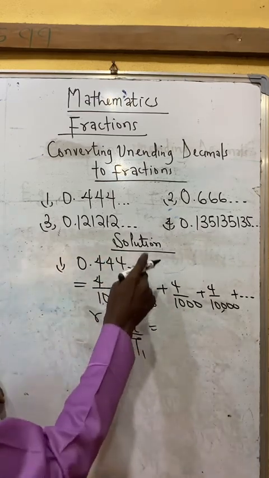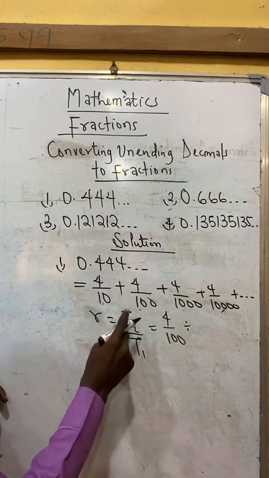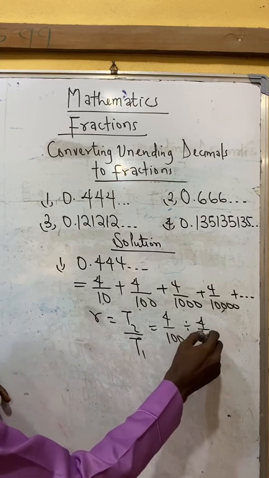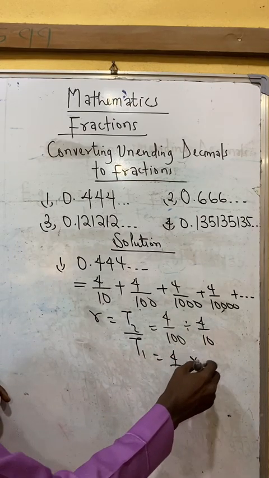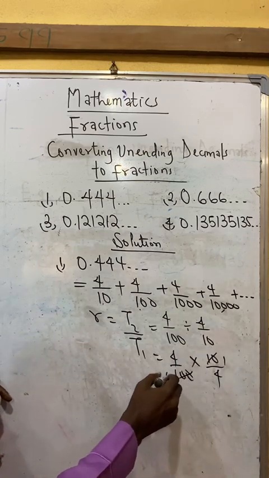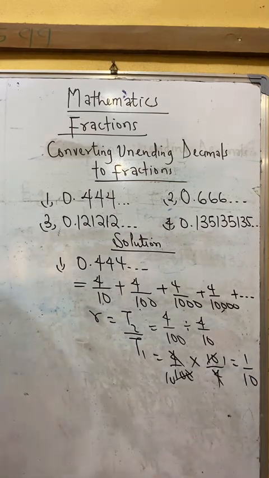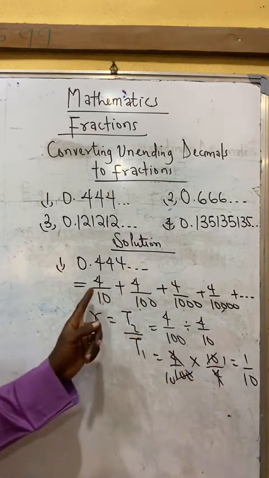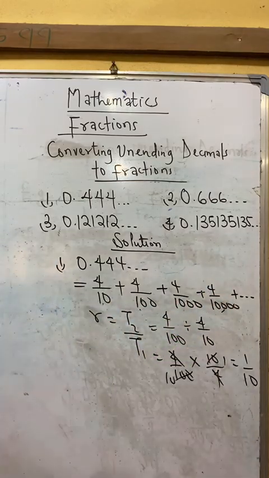So what is T2? T2 is 4/100 divided by T1, which is 4/10. Let's change it to multiplication: 4/100 times 10/4. 10 into 10 once, 10 into 100 ten times, 4 into 4 once. So the result is 1/10. That means 1/10 is the common ratio, the number that they are using to multiply to get each term.